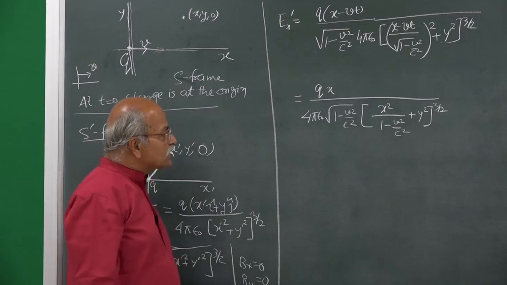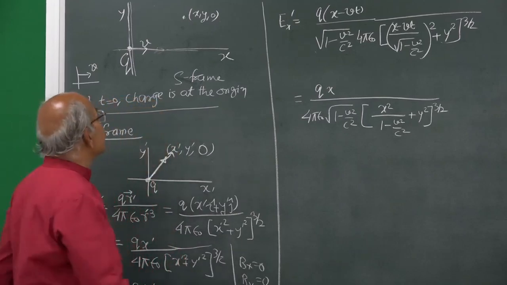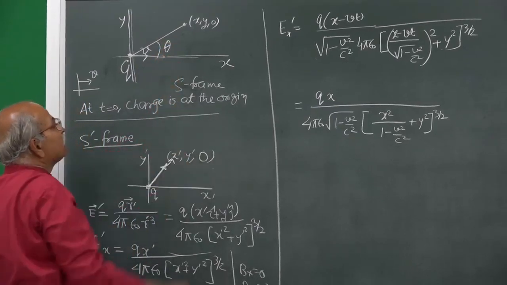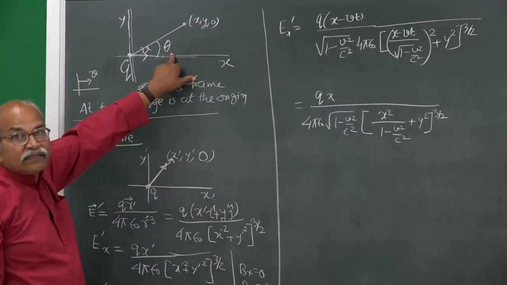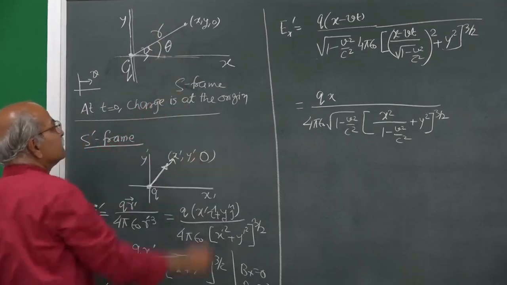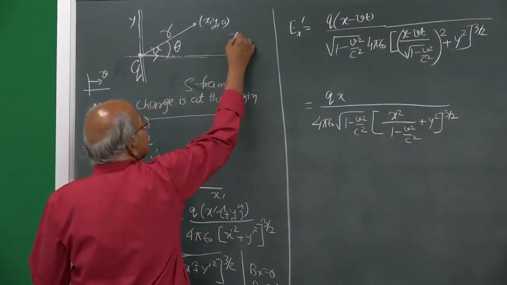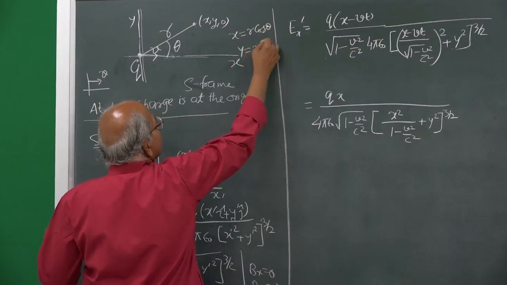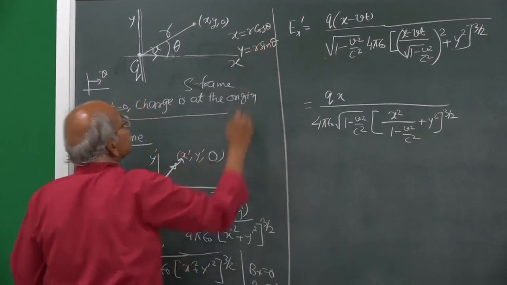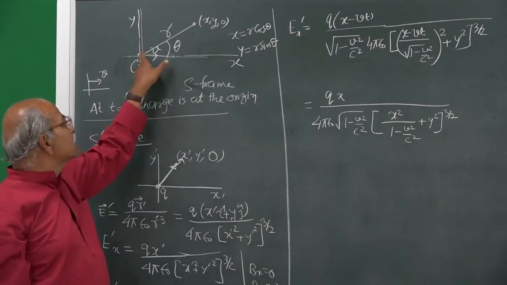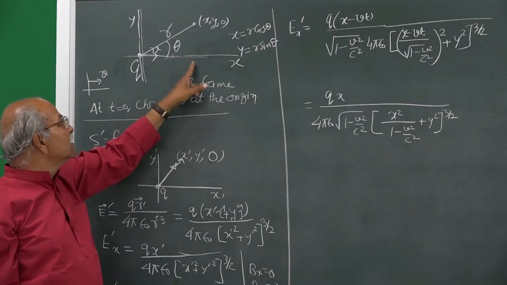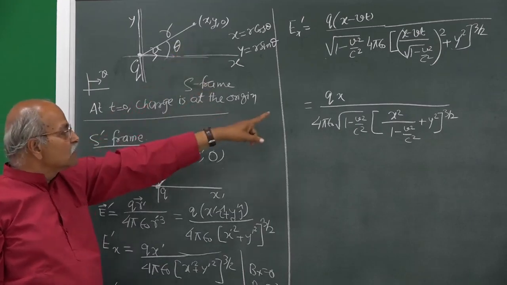I can make a more simplification if I say that this angle is theta and this distance is r, then x is equal to r cos theta and y is equal to r sin theta, right. In S frame, if this distance is r, this angle is theta, then x will be r cos theta and y will be r sin theta. So, I can put that there.